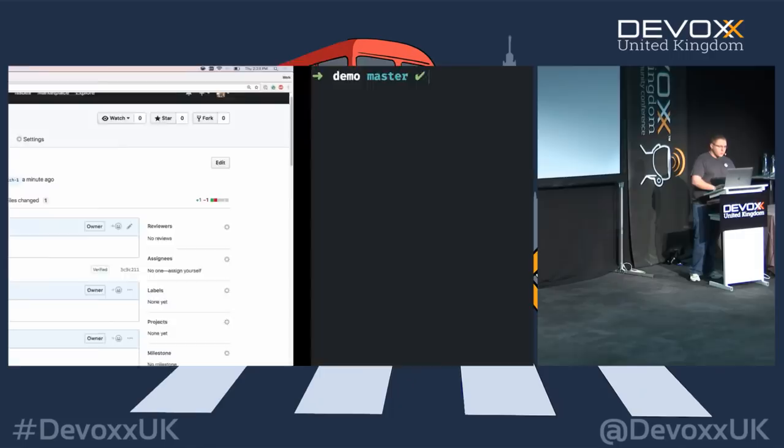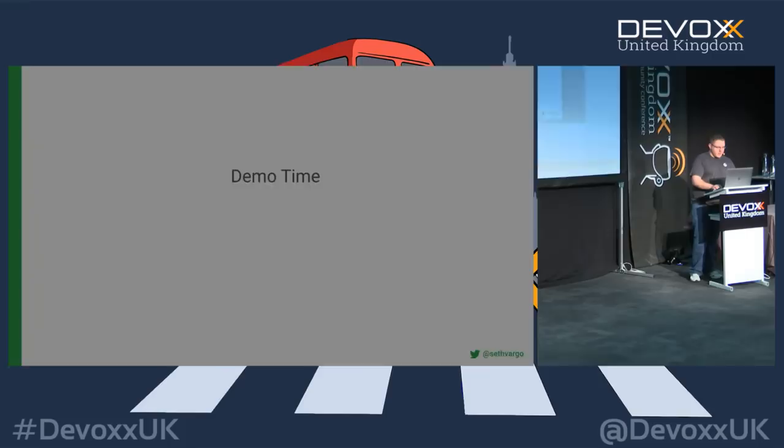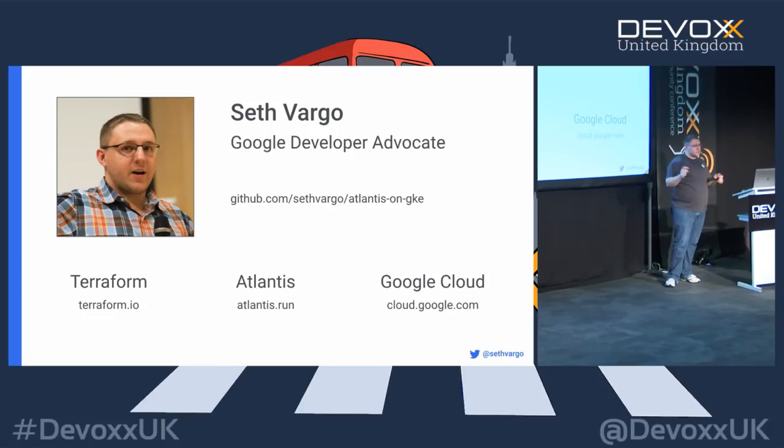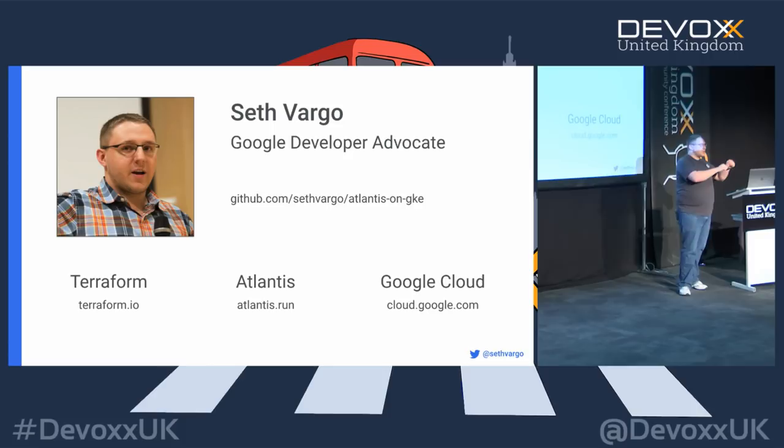Cool. So I have one more slide, which is the summary slide. If you want to know how to run Atlantis on GKE, I published a set of Terraform configurations. It's a little bit meta. It uses Terraform to configure a GKE cluster with Atlantis. It automatically creates a GitHub repo. That GitHub repo automatically gets linked back to Atlantis. But then it also uses Terraform to write out a set of Terraform configs that is the demo.